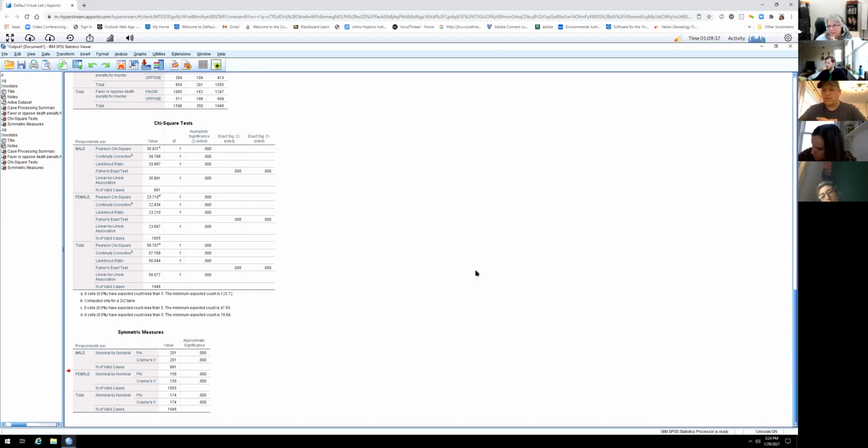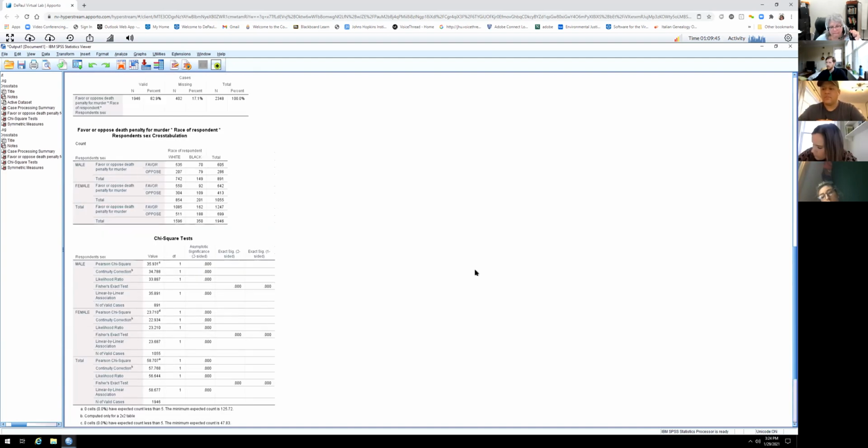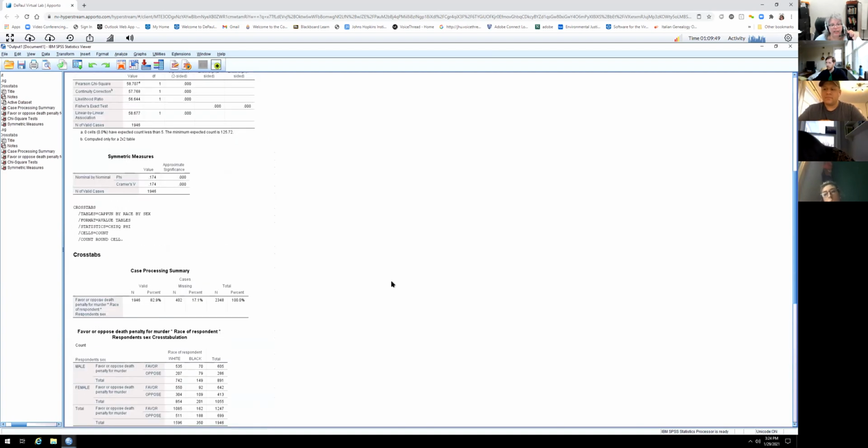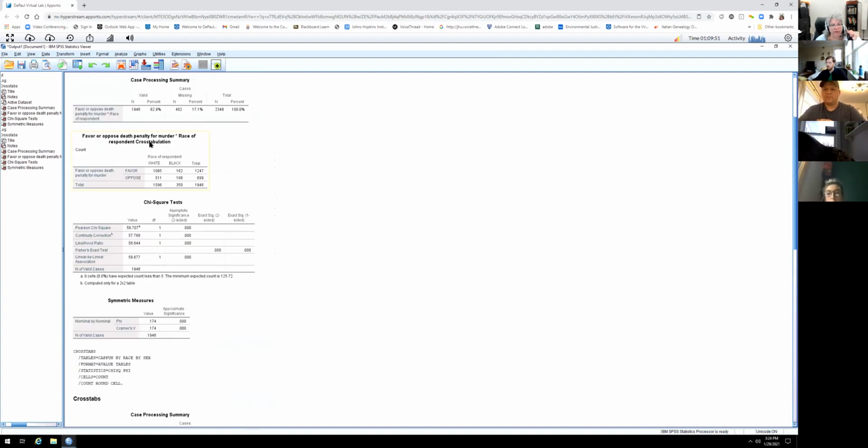No. Yep. White females still correlate with white males in terms of opposition and favor. The control had no impact. Gender has no impact. So the relationship, as you move back here, remember that relationship we talked about? White people do favor, black people do oppose. It does not matter if you're a female or a male. Gender had no impact. Sex had no impact as a variable.